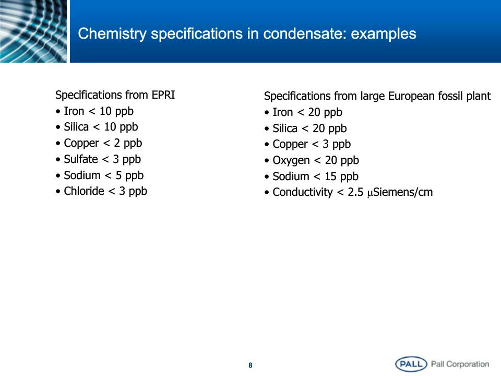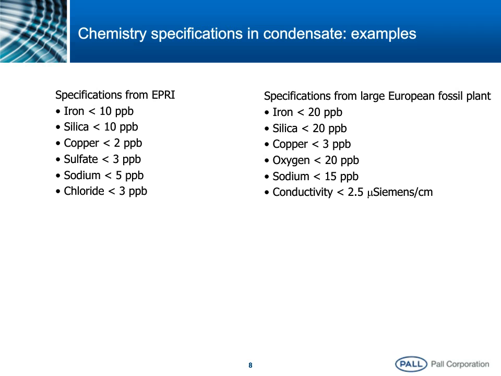So as an additional illustration of what we just saw, you can see here typical specifications from EPRI, the Electric Power Research Institute, as well as how they're translated, in this case, into a very large European fossil plant. Actually, this is probably the largest European fossil plant. You can see how some of the specifications may depart a little bit from EPRI's recommendation, but not by much. And overall, we're still very much in the ppb range.